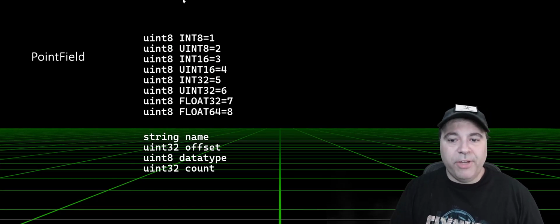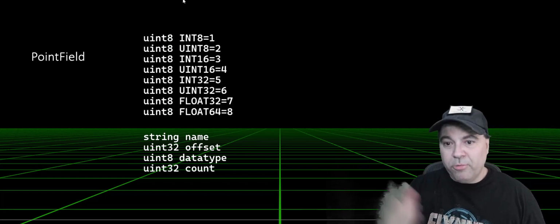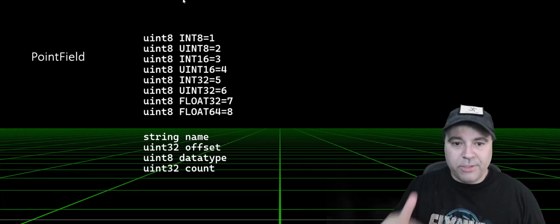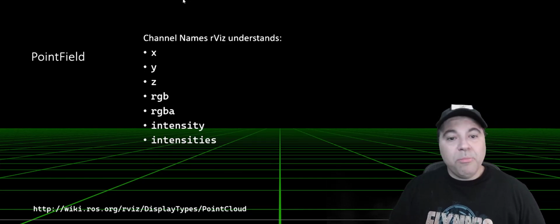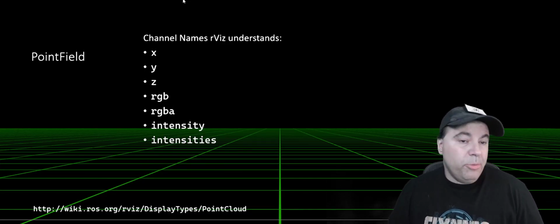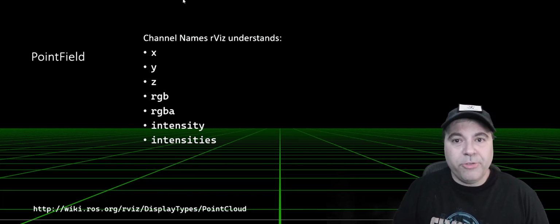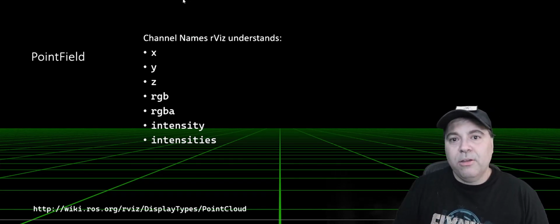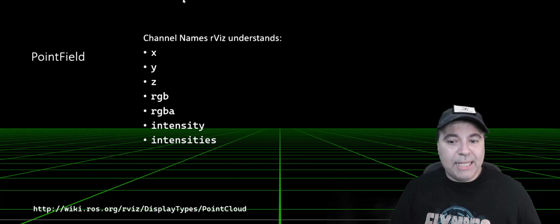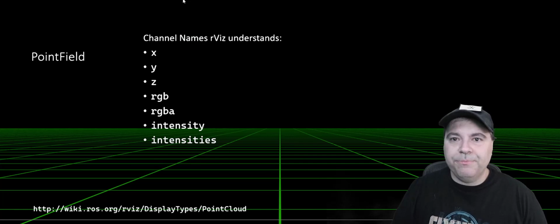Each point field is defined by a type, name, offset, and how many of them are in a row. And this is created every time you create the message. The name of the point field can be arbitrary. If it's unknown by the processor, the field will be dropped out. However, RViz, which is what we're going to be using for visualization, understands X, Y, Z, RGB, RGBA, and intensity or intensities. It'll look for both for that same value.